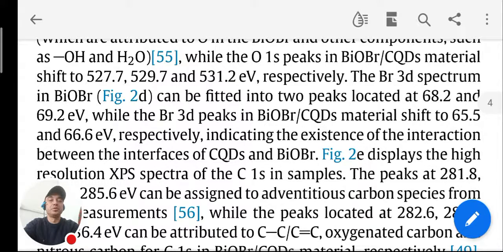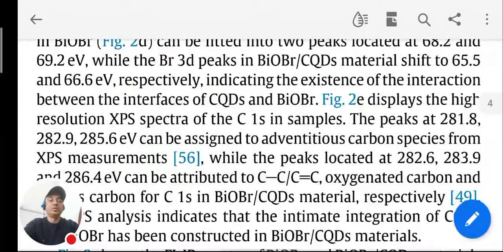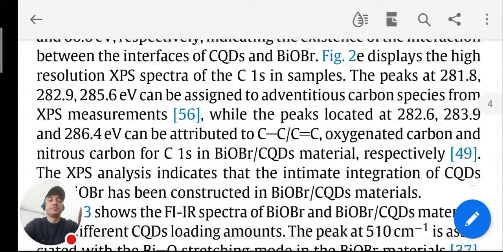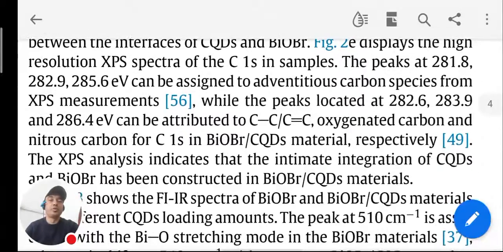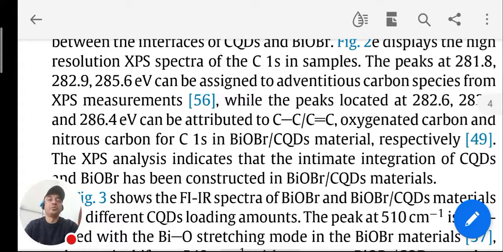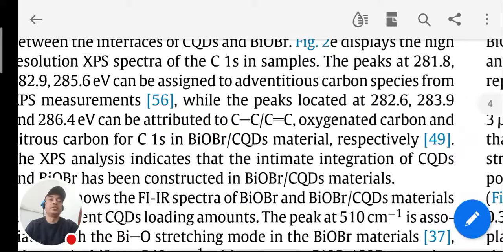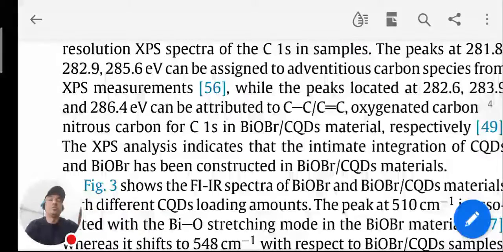Display high resolution XPS of carbon in the sample. The peaks at 281.8, 282.9, and 285.6 electron volts can be assigned to adventitious carbon species from XPS measurements, while the peaks located at 282.6, 283.9 and 286.4 can be attributed to carbon-carbon single bond, carbon-carbon double bond, and oxygenated carbon and nitrogenous carbon for C1s in BiOBr or carbon quantum dots material, respectively.